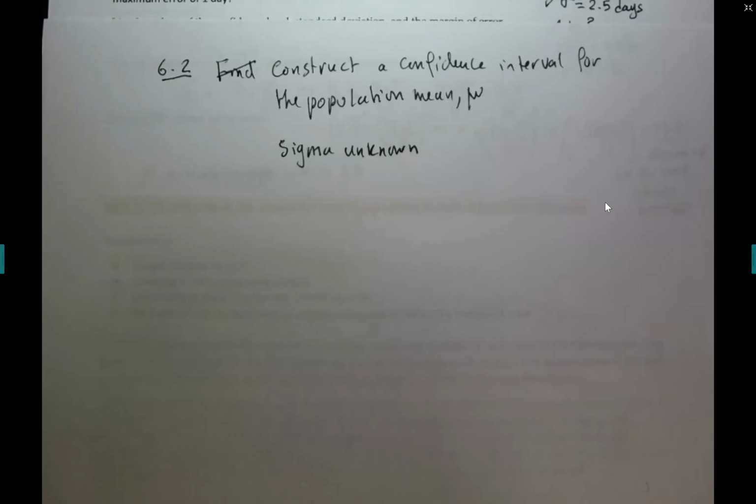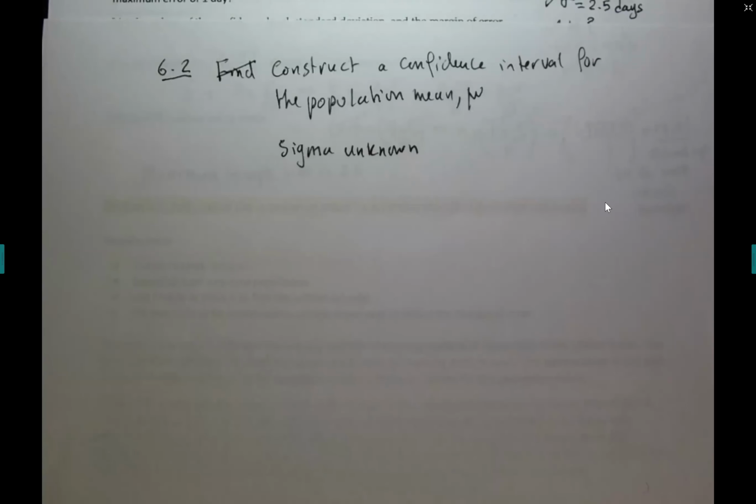Okay. Section 6.2, construct a confidence interval for the population mean, where sigma is unknown and the sample standard deviation is given instead. We use Z in section 6.1 because sigma is known. We have the standard normal distribution. It's based on the fact that we know the population standard deviation. If the population standard deviation is not known, we're going to use a different distribution called the T distribution.